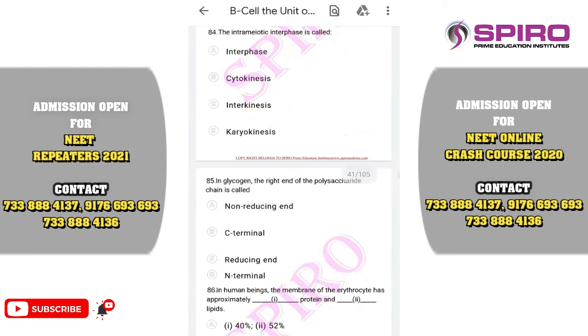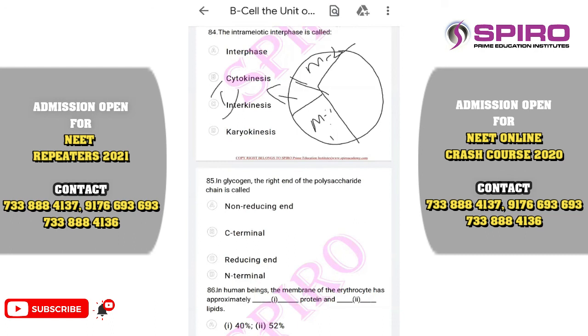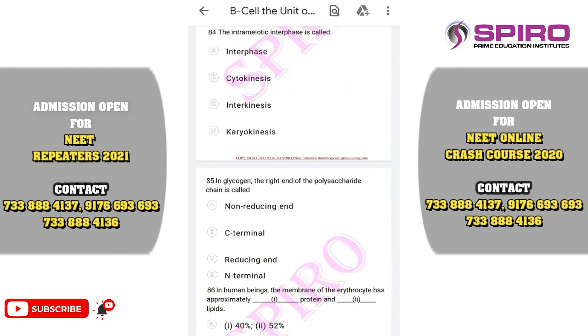The interval between meiosis 1 and meiosis 2 is called interkinesis. I have clearly explained this. If this is the interphase, this is meiosis 1 and this is meiosis 2. In between meiosis 1 and meiosis 2, they exhibit a stage called interkinesis. It is an interval between M1 and M2. Some of the proteins might be synthesized in this phase. So the correct option here is interkinesis.